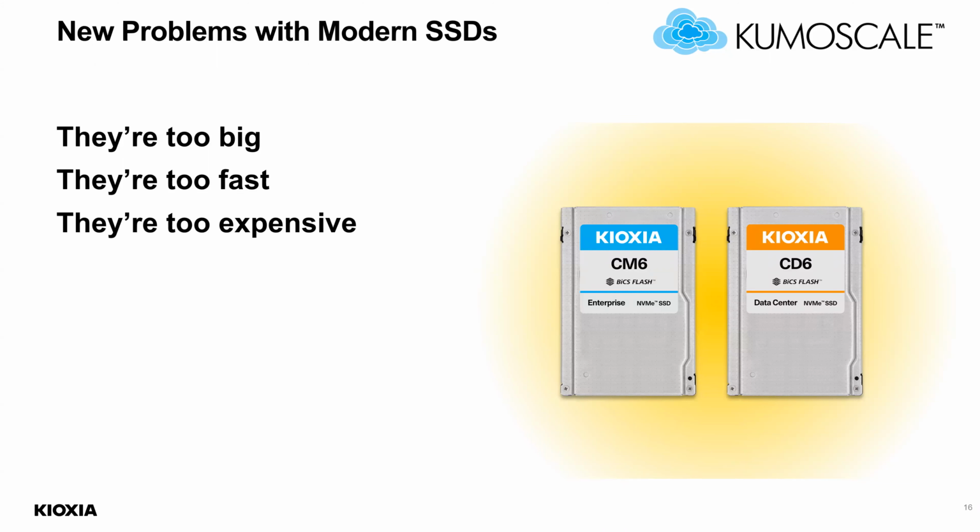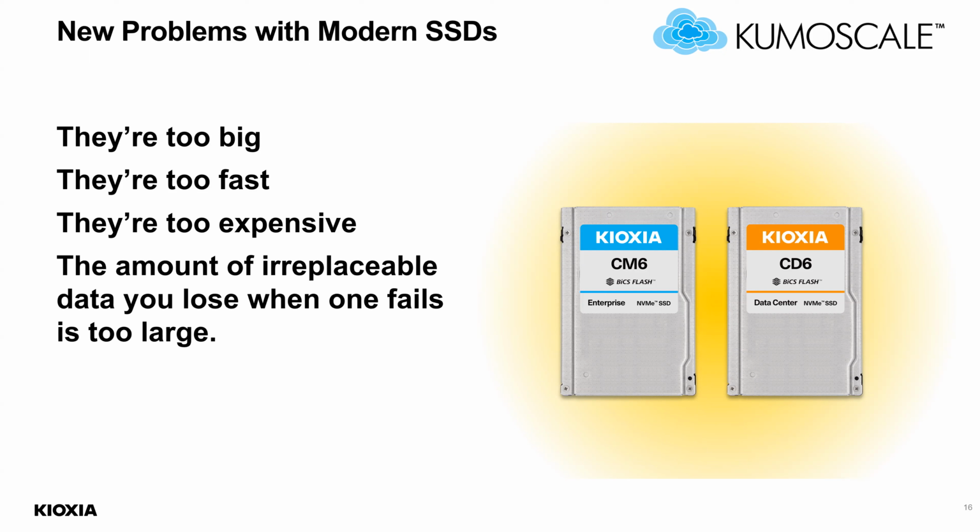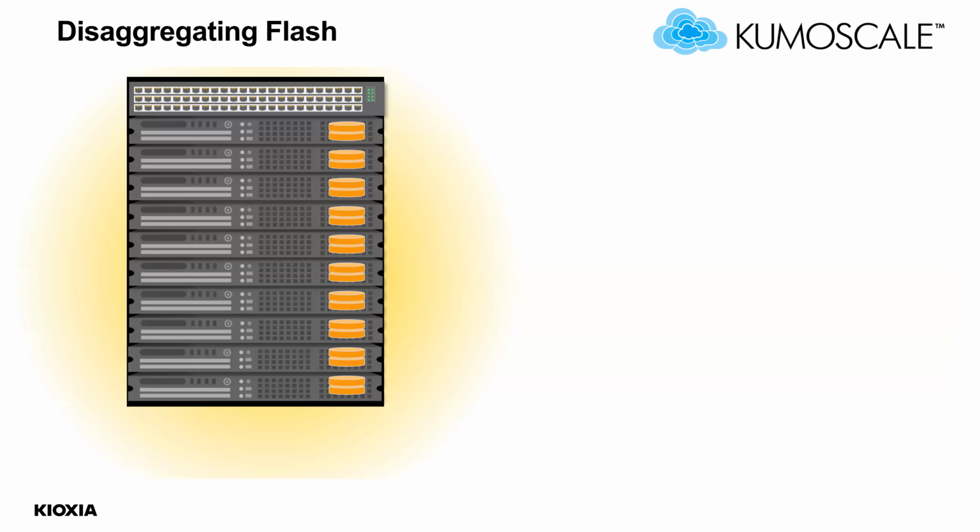And they're too expensive. Everyone loves flash in every application. The only consistently reported weakness is it isn't free. These aren't free either, and until they're free, everyone will think they're too expensive. And the final thing is the amount of irreplaceable data you lose when one fails is too large. The blast radius problem. Actually, that's not one of the problems with modern SSDs. That's a fallacy. We'll get to why, but I think you can see that coming. How much irreplaceable data can you stand to lose?